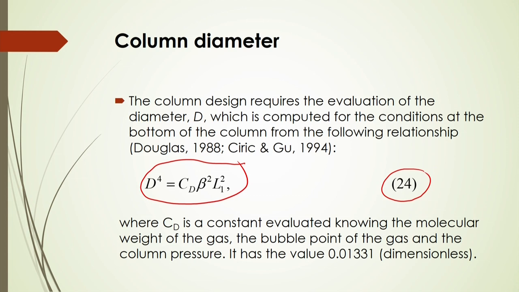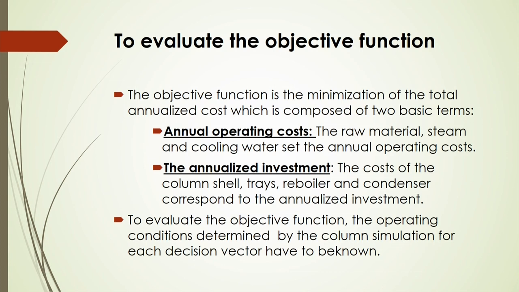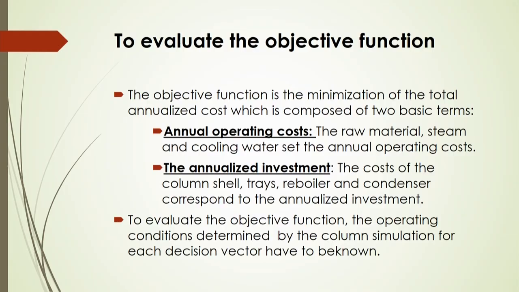Now, after that you have to evaluate the objective function. The objective function is the minimization of the total annualized cost, which is composed of two basic terms: the annual operating cost and the annualized investment. The annual operating cost is based on the raw material, steam and cooling water used for the operation annually. The annualized investment is the cost of the column shell, trays, reboiler and condenser. To evaluate this objective function, the operating conditions determined by the column simulation for each decision vector have to be known.